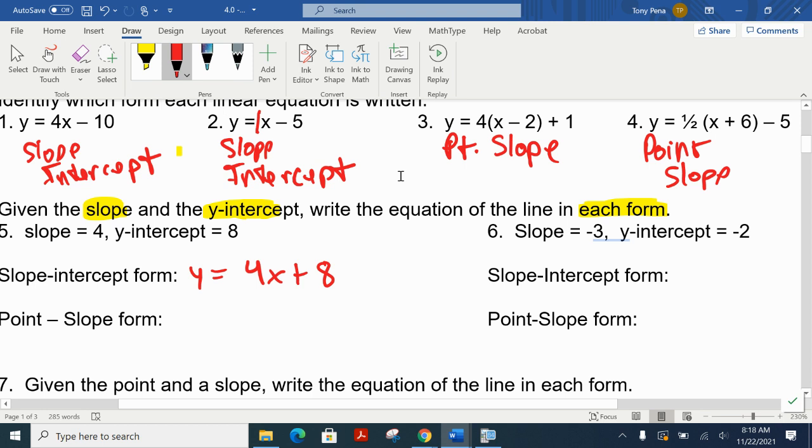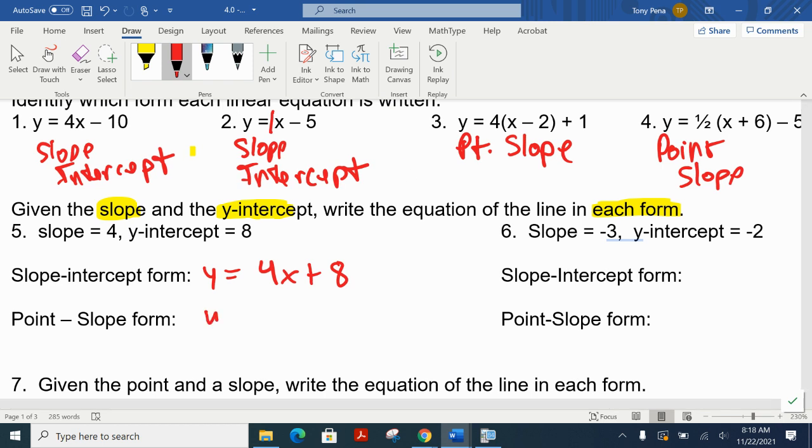Now, point slope form looks like this. So this is going to be y equals m times x minus x sub 1, plus y sub 1. And let's kind of talk about what those things mean. The m is still your slope, just like it is in slope-intercept form. So that should be really, really easy. Our slope is still 4. So I'm going to erase the m. I'm going to replace that with the 4.